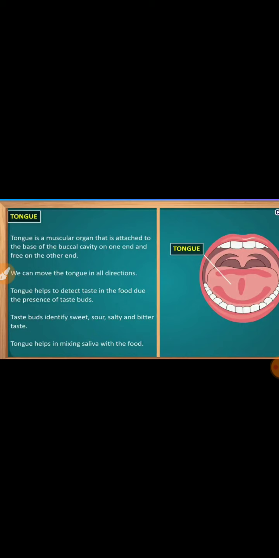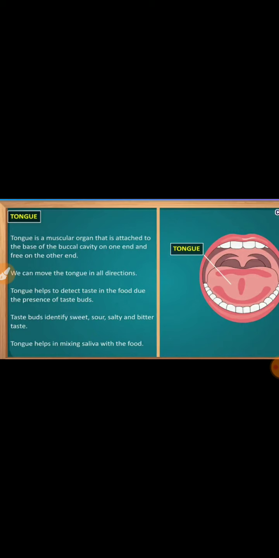Tongue. So the tongue is a muscular organ that is attached to the base of the buccal cavity on one end, and it is free on the other end. We can move the tongue in all directions. Am I right? All of us can move the tongue in all directions because it is free from here. Okay, and at the back it is attached to the base of the buccal cavity.